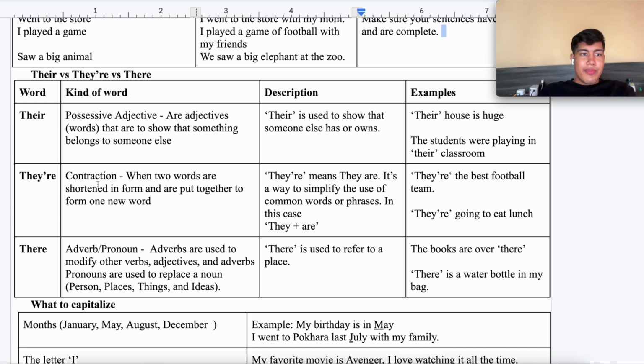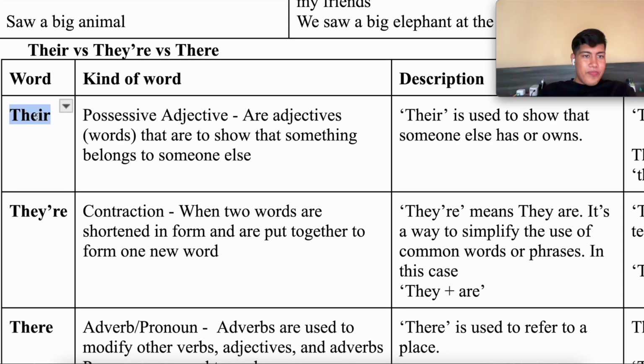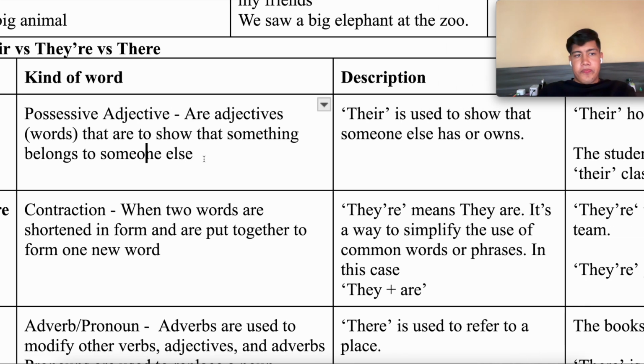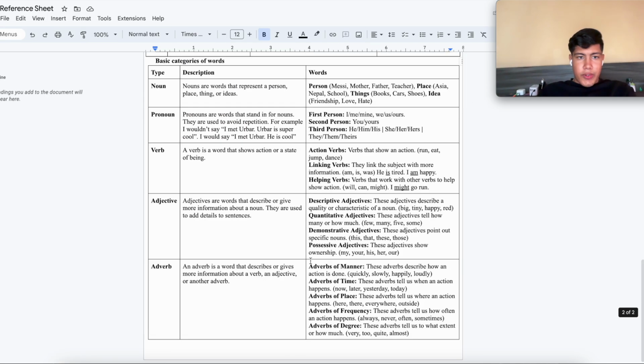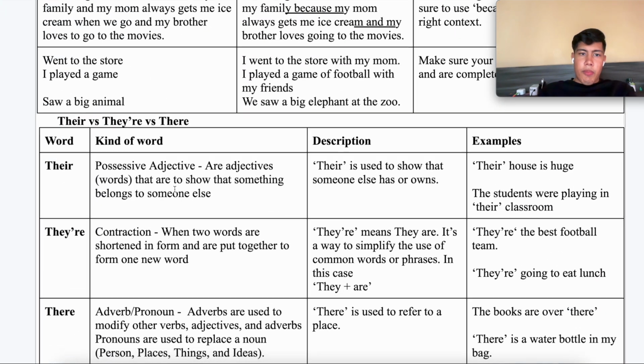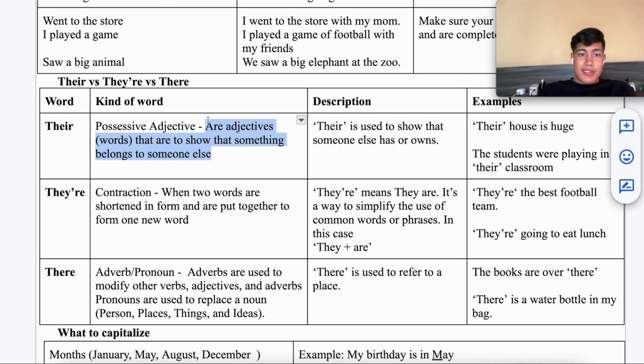Now let's review "there" and "there." "There," right here, is a possessive adjective. Now, this is important to know, especially once we start reviewing this section down here. But the more important part for you guys to understand are the definitions. As long as you understand this, I'll be fine. But I would also want you guys to slowly start to remember what these are. Okay?